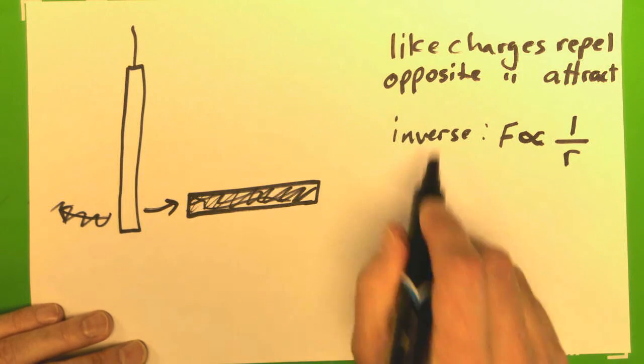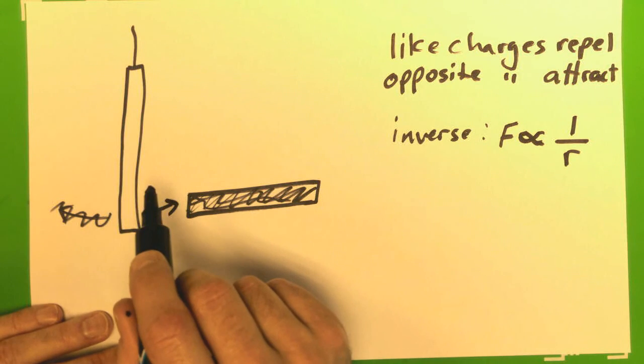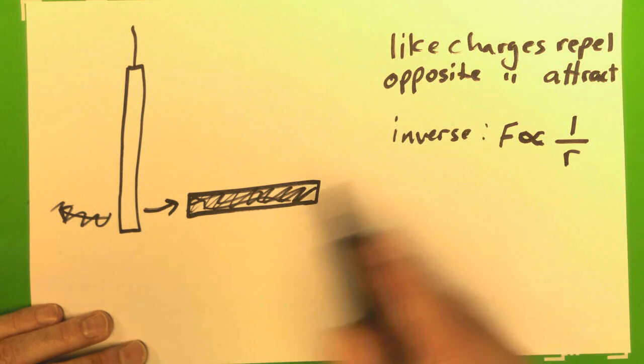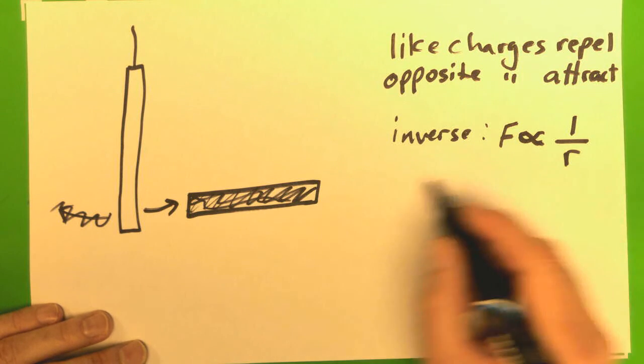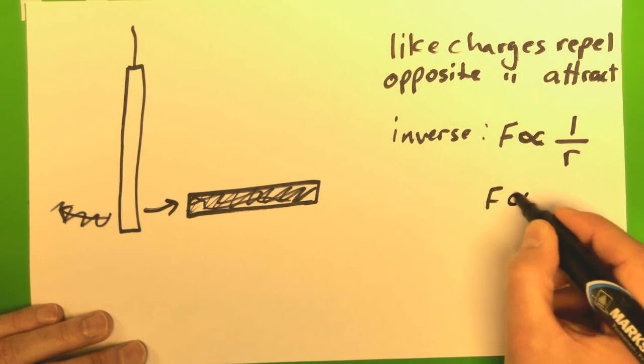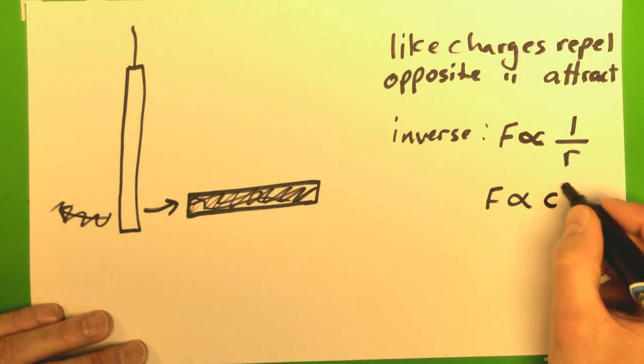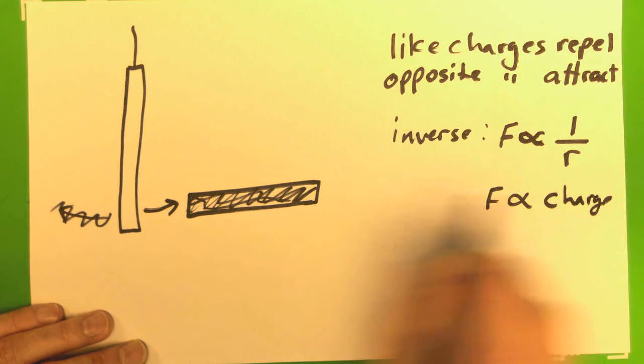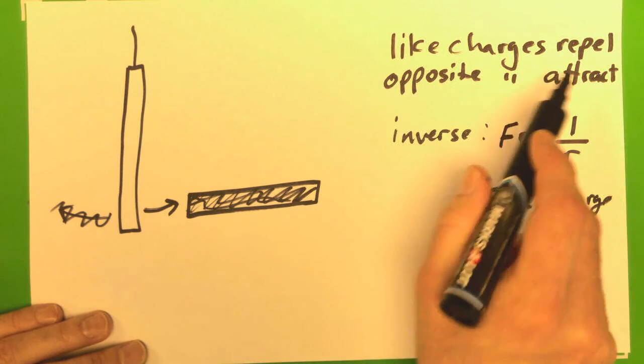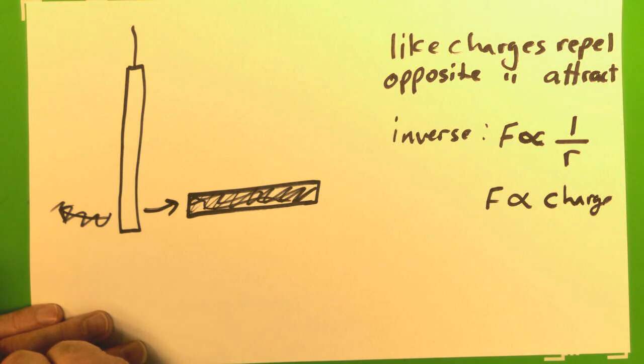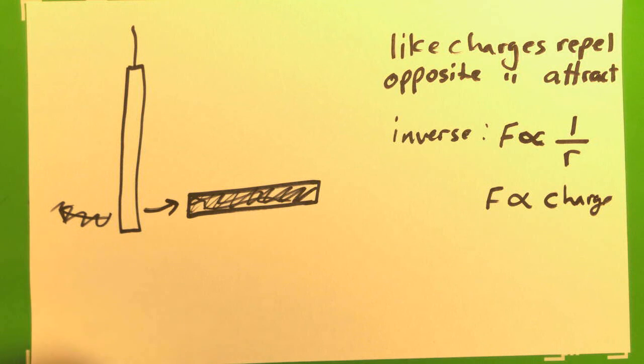So again, we can establish that with just these simple experiments. Somehow it's proportional to the inverse of r, and it's also proportional to the size of the charge. So it's proportional to the charge size. Okay, with these two rules based on if it's the same type of charge or opposite charge.